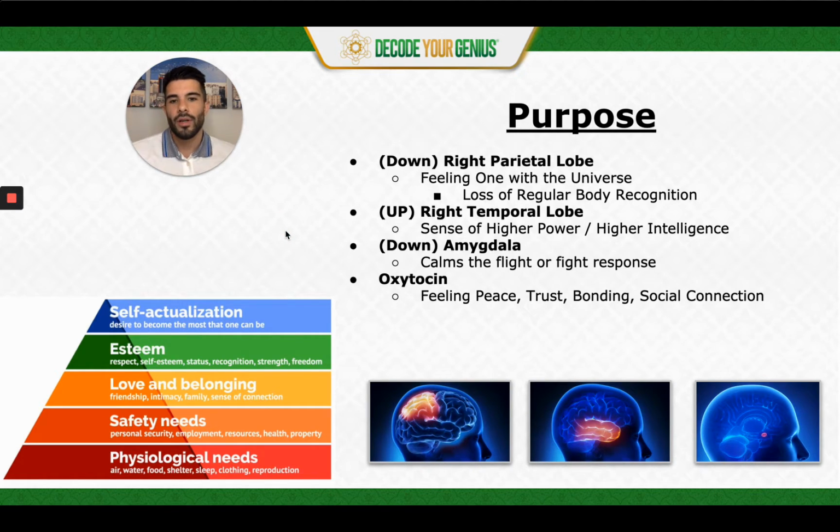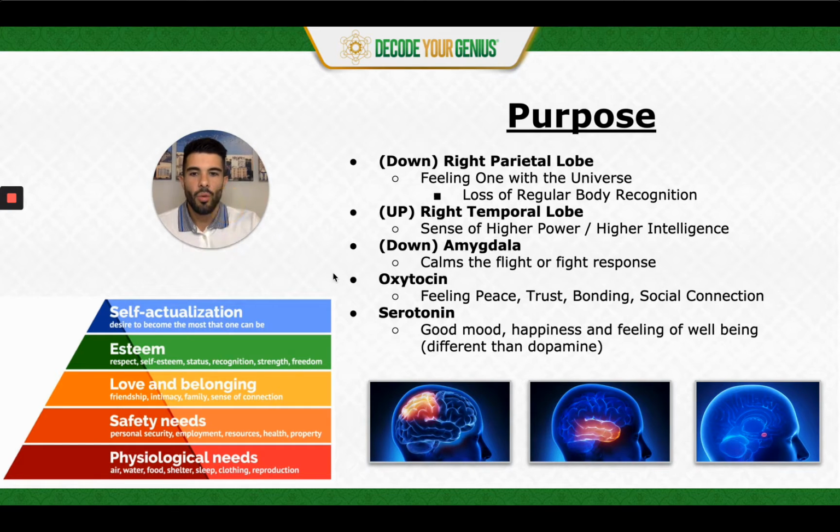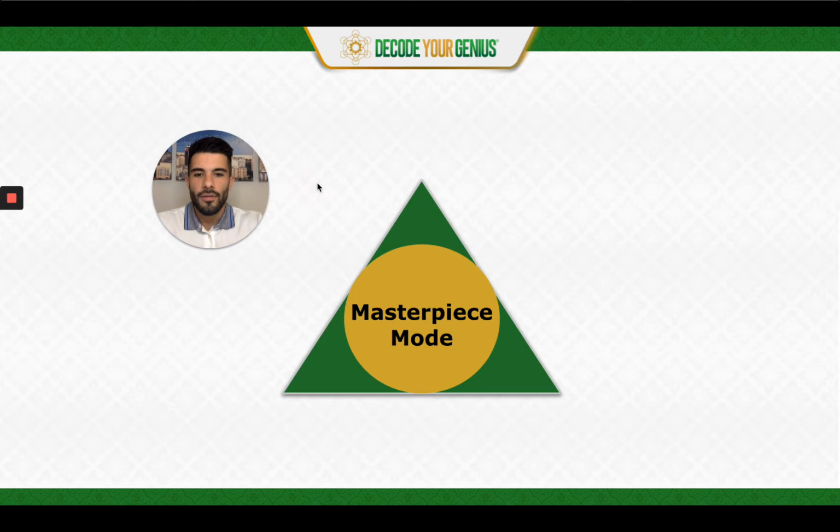So the neurotransmitter that's connected with this state is oxytocin. So a feeling of peace, trust, bonding, social connection, all right? Serotonin, which creates a good mood, happiness, a feeling of well-being. And this is different than dopamine, because dopamine is a quick hit of pleasure. Serotonin is a longer lasting general mood of happiness and well-being, okay? And all of these come together to create masterpiece mode, passion, genius, purpose.